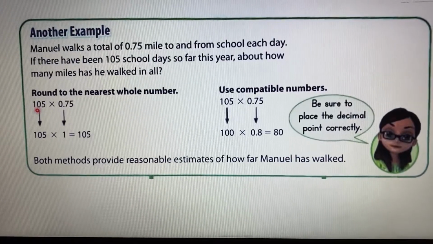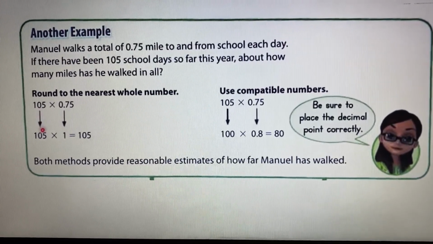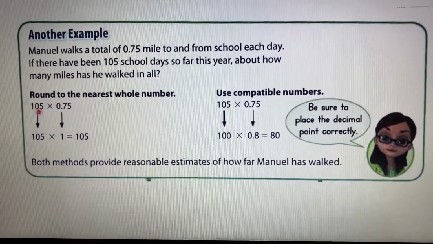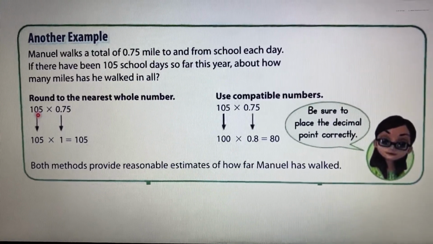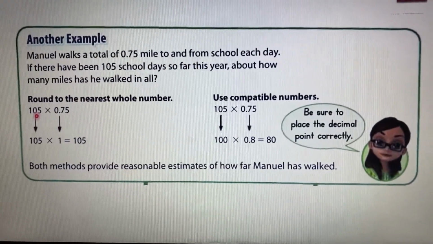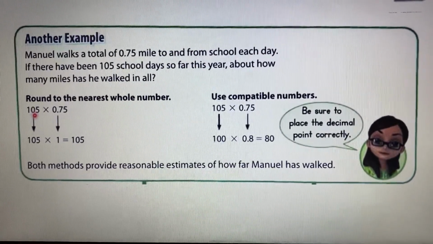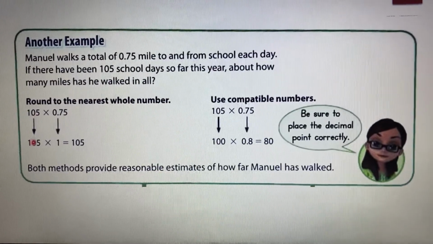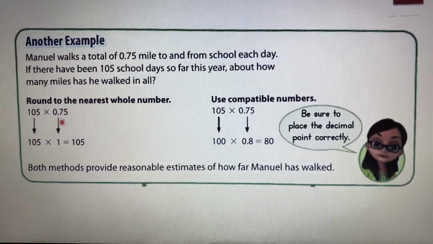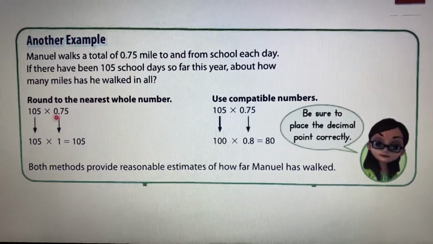105 is 105. Or you can say 100, right? Because 105 is between 100 and 200, if I'm rounding to the nearest 100. So 100 or 105, both are correct. Then I can round. Okay, now look here.